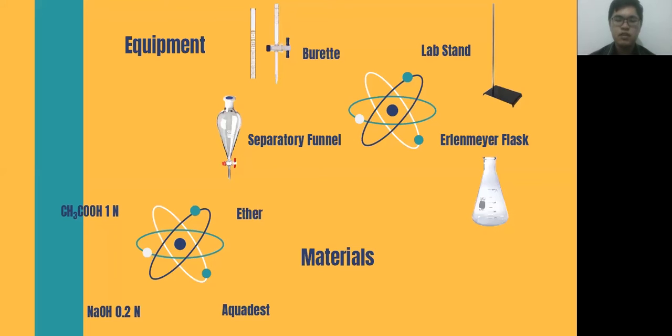The equipment used in this practicum consists of a burette, a lap stem, a separatory funnel, and an Erlenmeyer flask. For the materials, we use acetic acid with normality of 1, ether, sodium hydroxide solution with a normality of 0.2, aqua test, and also oxalic acid for the detergent process.